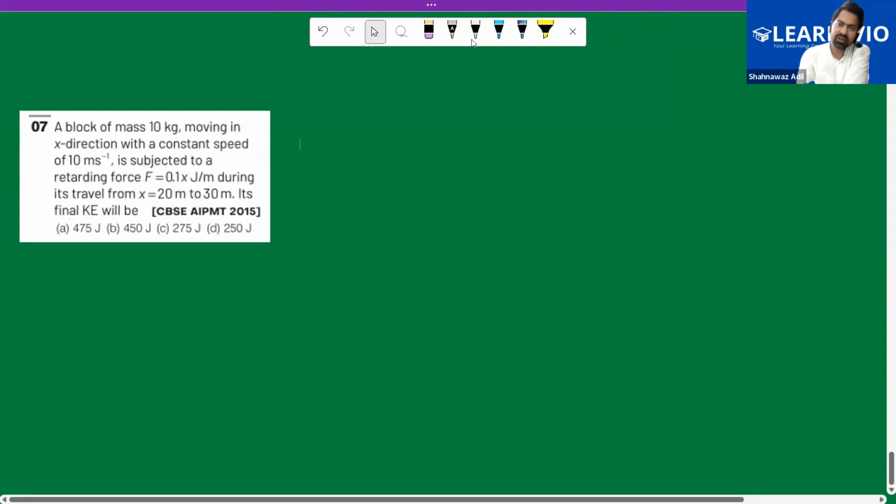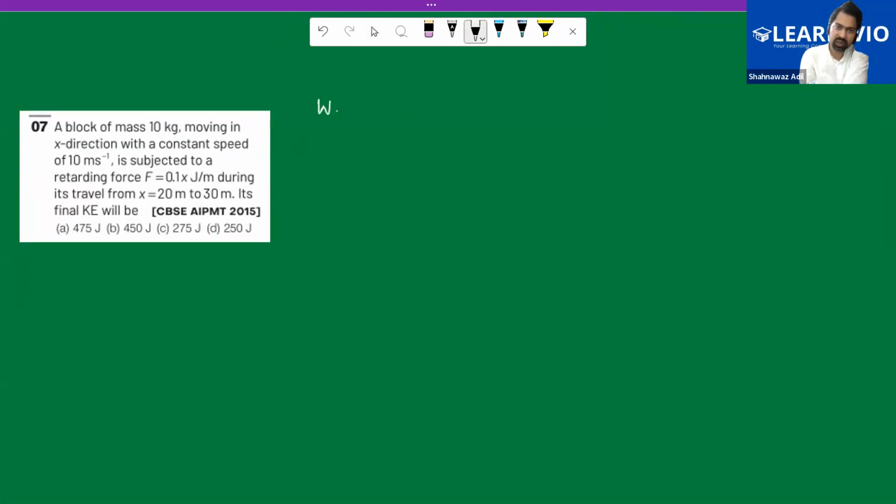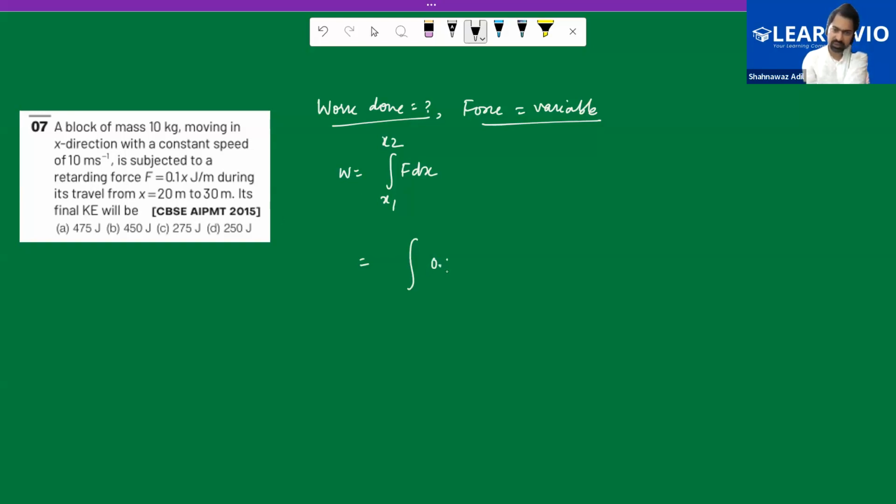Then we have to use the idea of integration, right? So we have to find out work done. We have a variable force, so work done is simply integral of F dx, from x1 to x2. That is the work. F is given, this is 0.1x, and then dx. Now, x1 is 20 meter, x2 is 30 meter, right? All the things are given.